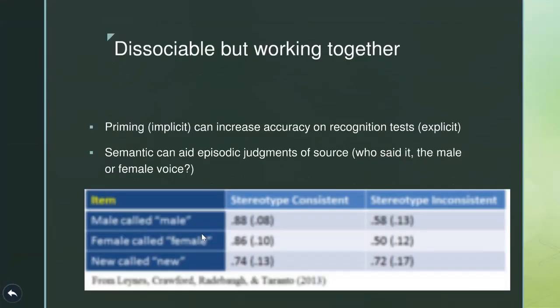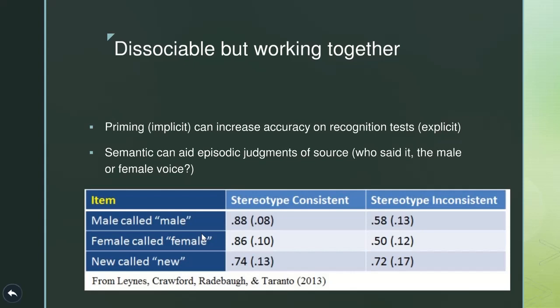Now we're talking about these different kinds of information, in particular episodic and semantic memory, and they are dissociable. We can get evidence that separates them, but I want to bring that back together because sometimes people think because they're separate they don't work together, but they do work together. A couple of examples of this. Priming, which is implicit memory, can increase accuracy on recognition tests, which is a test of explicit memory. So it is possible for these two forms of memory, although they're dissociable, to interact or work together.